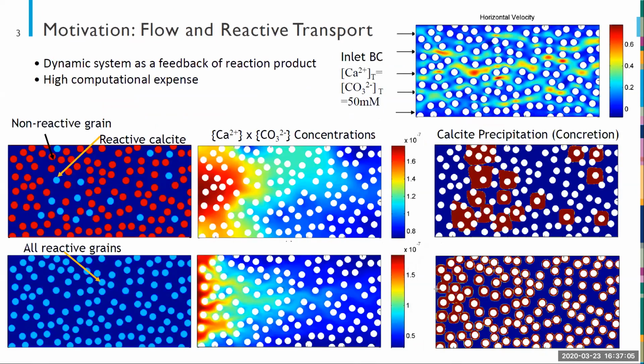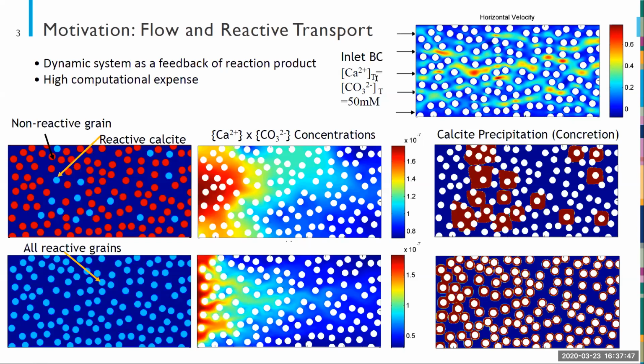Another dynamic system is called flow and reactive transport. This type of study has been done quite a bit over the past one or two decades for CO2 projects. This shows a summary of my previous work. We have a porous media domain here, and the white circles represent obstacles. Typically in the geoscience domain, we have multiple obstacles instead of one. With a Stokes flow solver, you can see an example of horizontal velocity in the given porous media distribution.